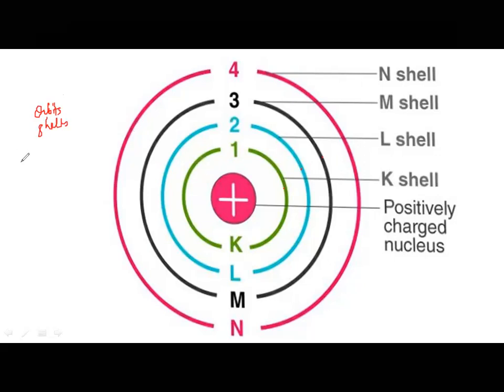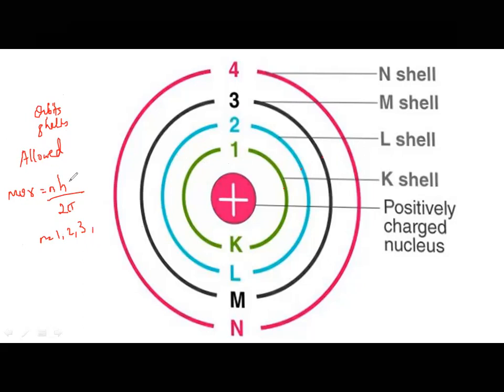No. Only those orbits are allowed, or you can say only those orbits are permitted, whose angular momentum mvr is an integral multiple of h upon 2 pi, that is mvr = nh/2π, where n is the principal quantum number. It tells us about the shells. Only when this is obeyed will the electron be allowed in that particular orbit, and this is the orbit number.